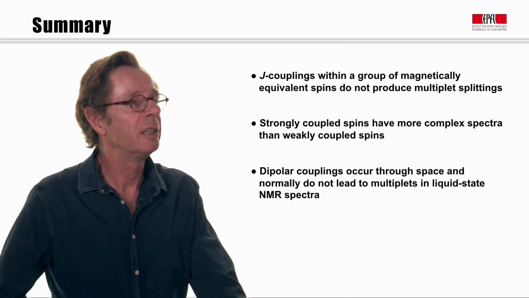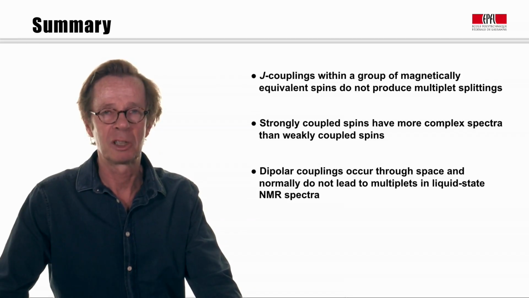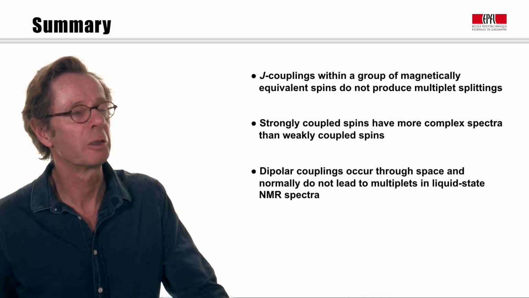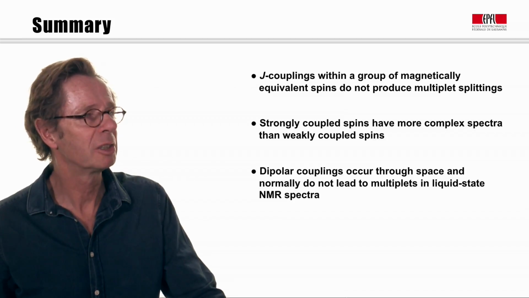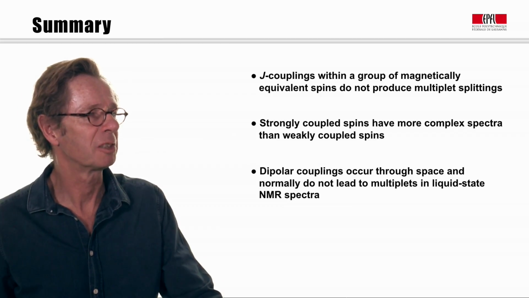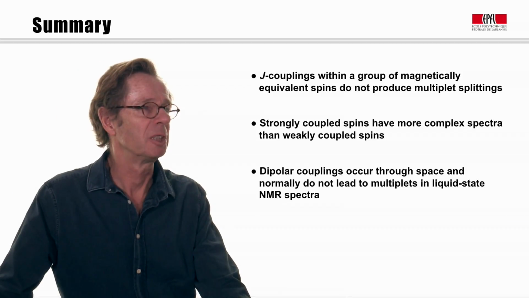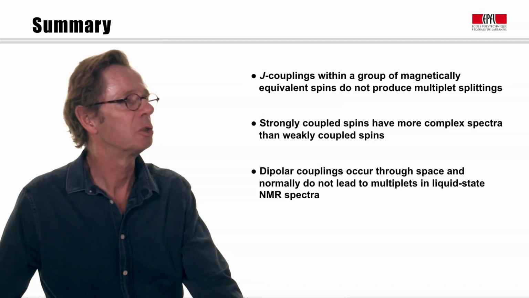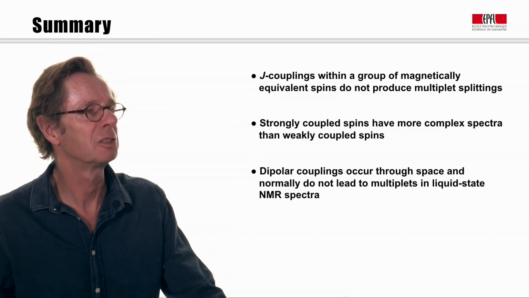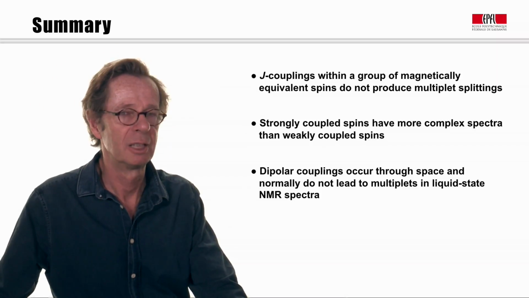Now, J-couplings within a group of magnetically equivalent spins do not produce any multiplet splittings. So as soon as you have identified an ensemble of spins that are magnetically equivalent, there's no evidence that there are couplings between these spins. Strongly coupled spins have more complex spectra than weakly coupled spins, and particularly when we have a 2-spin system, the inner lines tend to grow at the expense of the outer lines, and this is known as the roof effect, and in larger spin systems they can be very, very complicated.